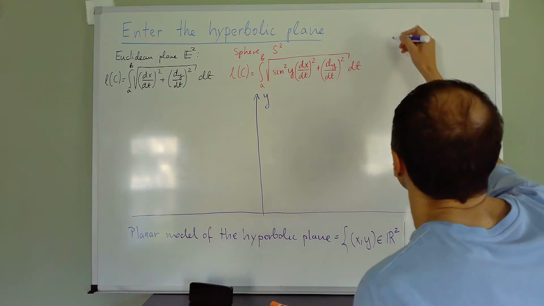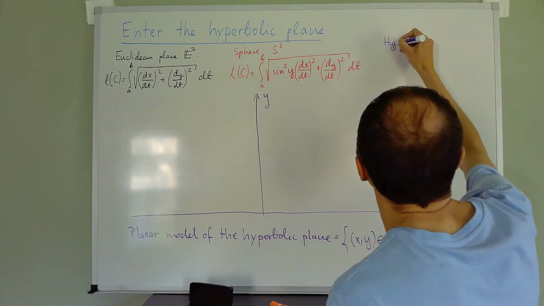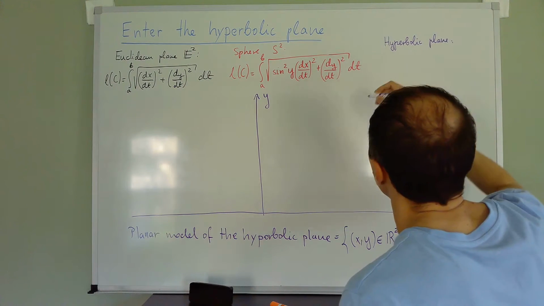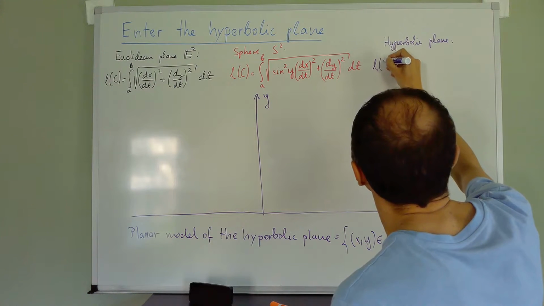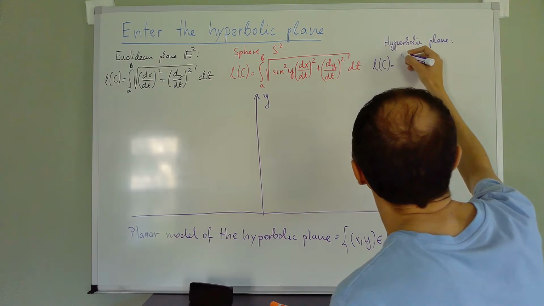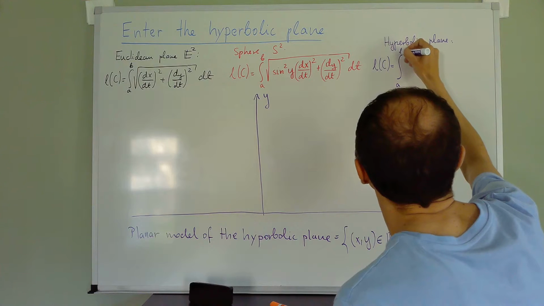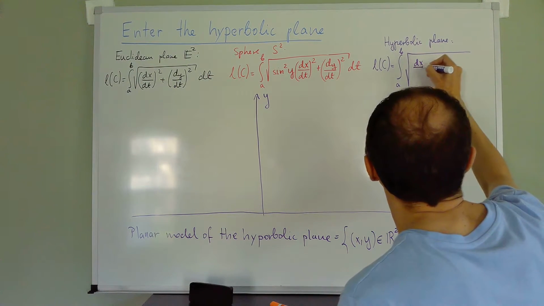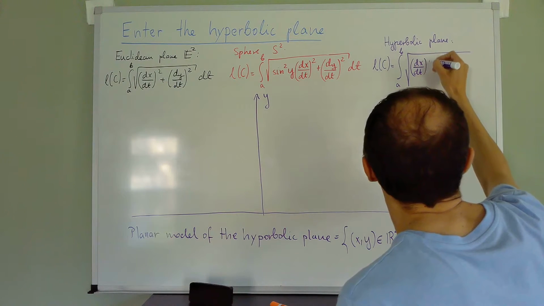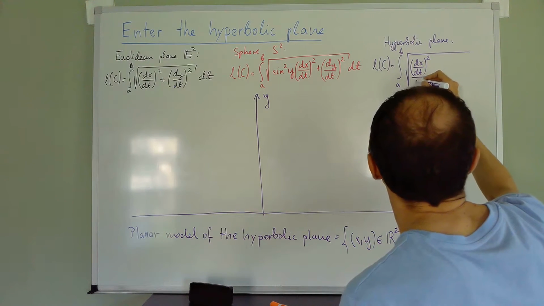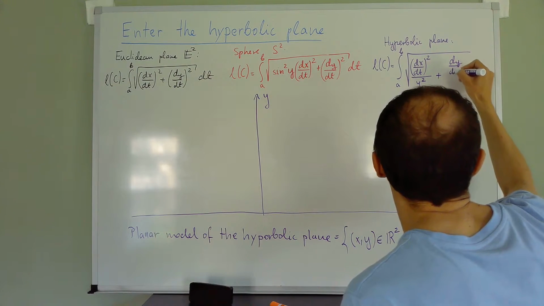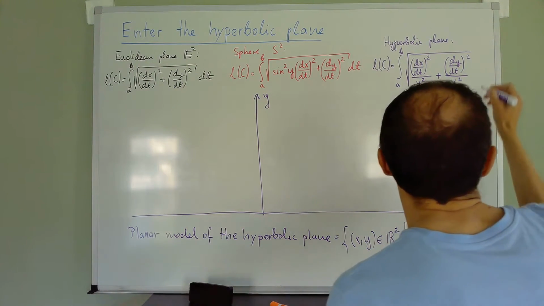So, for the hyperbolic plane, I define the length of a curve to be the integral from a to b of the square root of (dx over dt) squared divided by y squared plus (dy over dt) squared divided by y squared, dt.